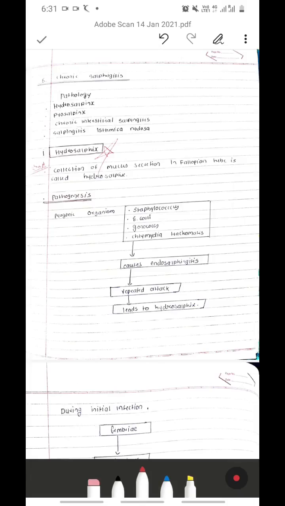So hydrosalpinx, what do you mean by hydrosalpinx? Hydro generally we use for water, but here some mucus type of condition will be present in the fallopian tube. So collection of mucus secretion in the fallopian tube is called hydrosalpinx. Okay, so pathogenesis, how this process occurs in salpingitis. These four microbes, Staphylococcus, E. coli, gonococcus, and Chlamydia trachomatis lead to endosalpingitis, and if this attack is repeated in nature, it leads to hydrosalpinx.